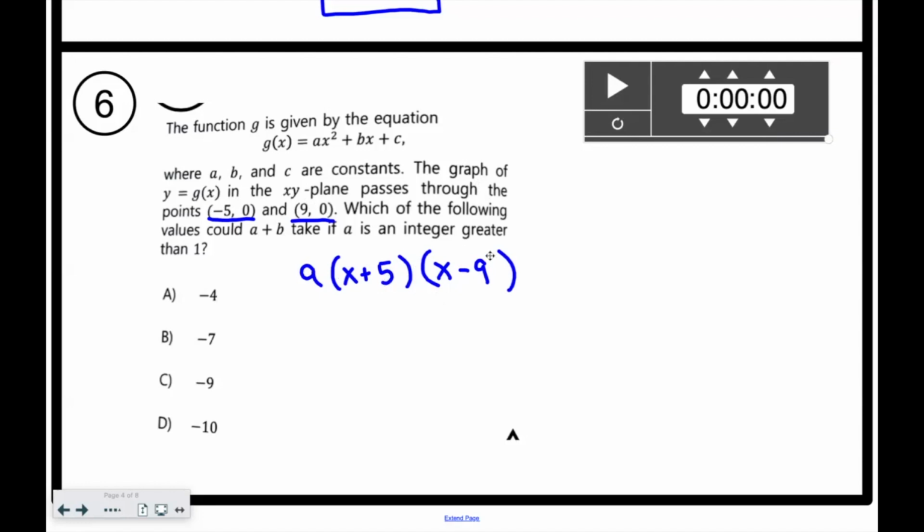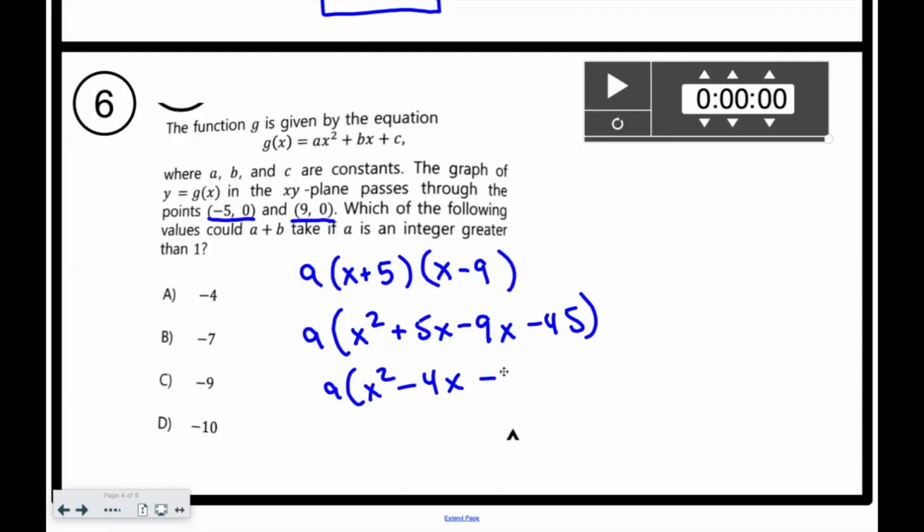Then what I'm doing is multiplying this out to get it in this form. So if you FOIL this, you're going to get x squared plus 5x minus 9x minus 45. And then you're going to get x squared minus 4x minus 45. And finally, you're going to get ax squared minus 4ax minus 45a. So now I have it in standard form.